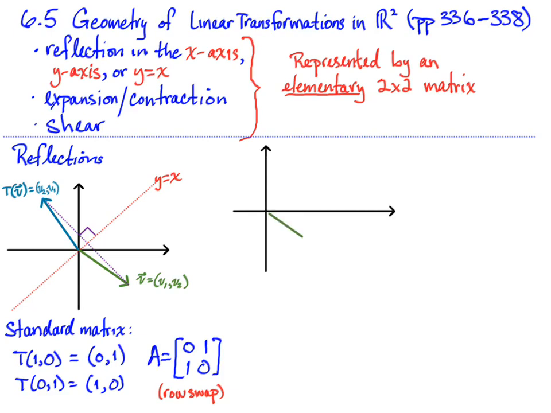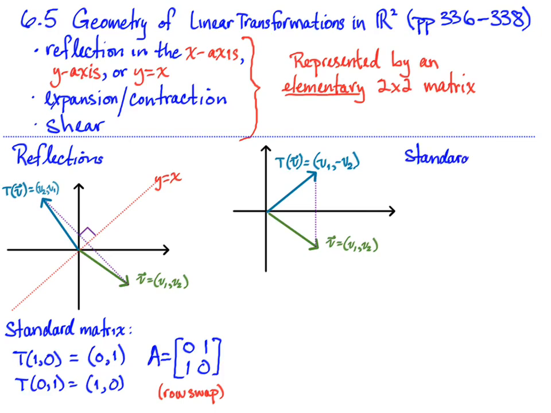We have a reflection across the horizontal axis, or the x-axis. So that means we're taking a vector v with components v1, v2, and reflecting it across the horizontal axis, getting a new vector, T of v, the image, and all we've changed is the second component. The first component remains v1, and then the second component becomes the opposite of v2, or negative v2.